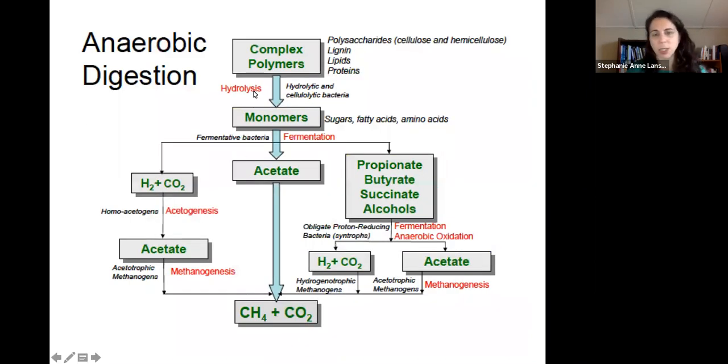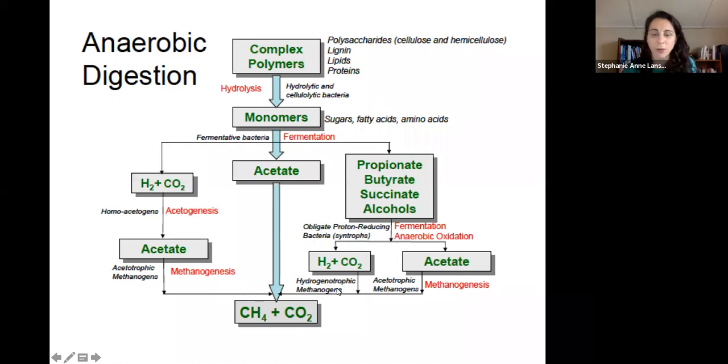So again, this is just another look at the same thing. We have complex polymers. We have that hydrolysis process, which is often rate limiting. And then we have our monomers, our sugars and fatty acids, which get to our acetate, which again, we go through acetogenesis, which is acetotrophic methanogens, which then produce that methane. And that's about 70% of the methane in digesters.